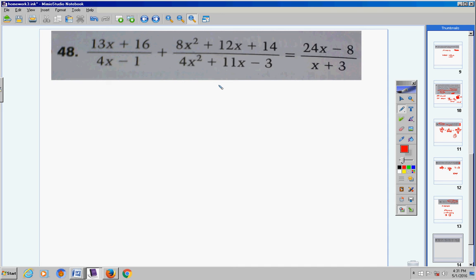So I cannot factor this binomial here. I cannot factor this one. However, I can factor this one. I'm not going to take time to do that for you, but it's kind of funny. You get 4x negative 1, which is what I have here, and x positive 3, which is what I have here.